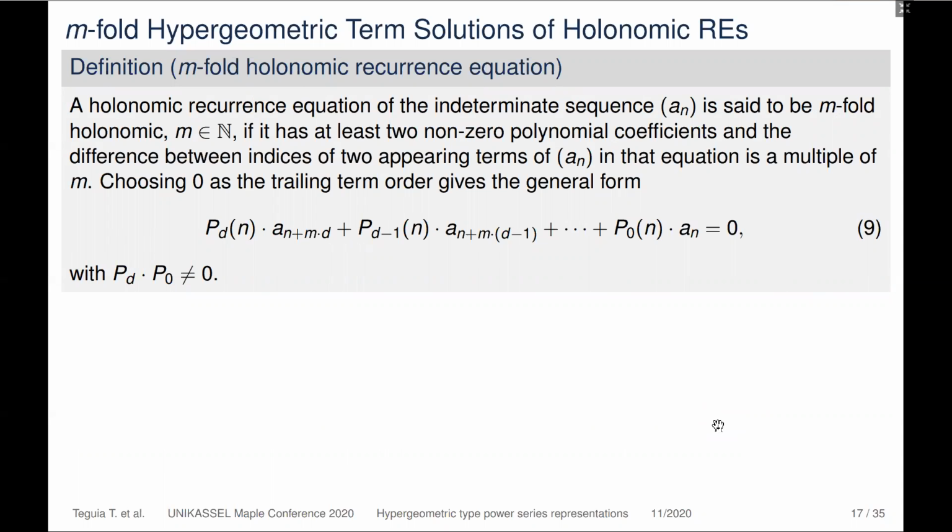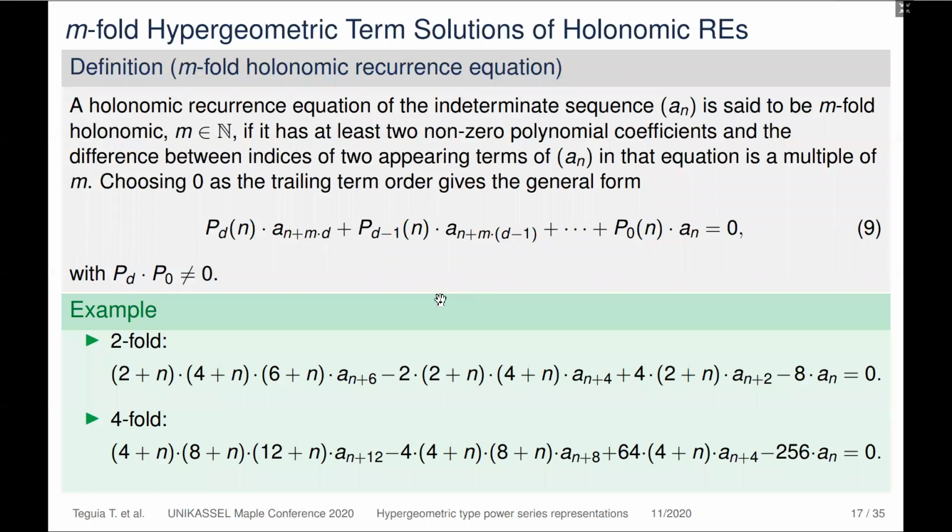An m-fold holonomic recurrence equation is a recurrence equation with at least two terms, and whose indices of the indeterminate sequence have differences that are a multiple of m. As examples, here we have a two-fold holonomic recurrence equation and a four-fold holonomic recurrence equation.